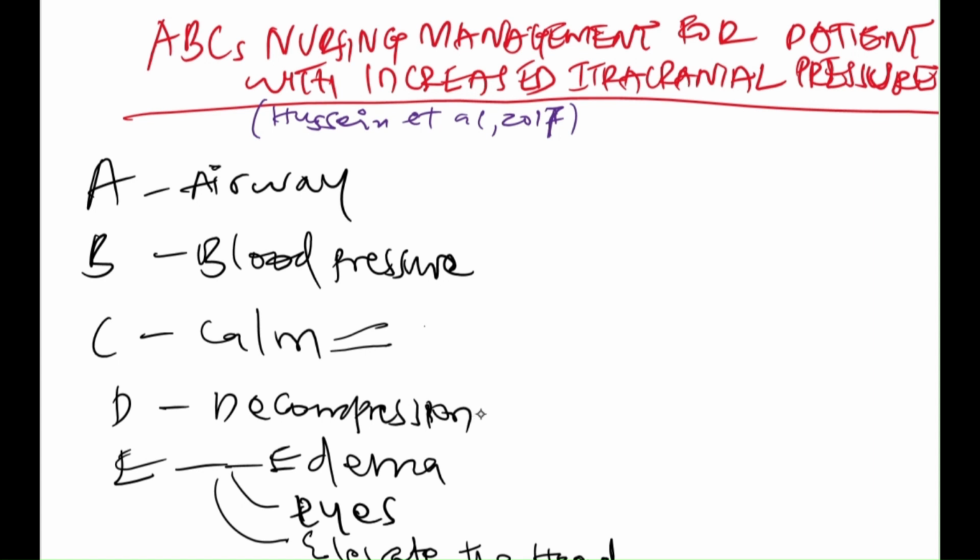Then we have to do decompression, that is stomach decompression, because an increase in stomach contents can lead to abdominal pressure, and this abdominal pressure will result in thoracic pressure, which results again in increased intracranial pressure. This can be done by inserting an NGT, but make sure that your patient is not a head injury patient.